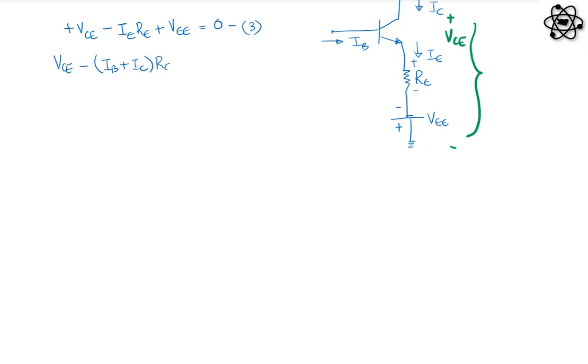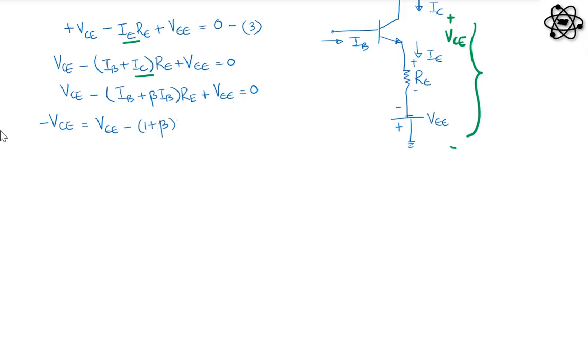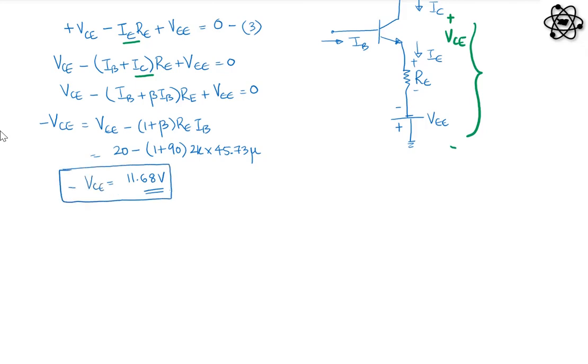IE is equal to IB plus IC, and IC is equal to beta times IB. So VCE will be equal to VEE minus (IB plus beta times IB) into RE. But the value of VC will be a negative value. So you get it as 11.68 volt, but the value of VC is negative.